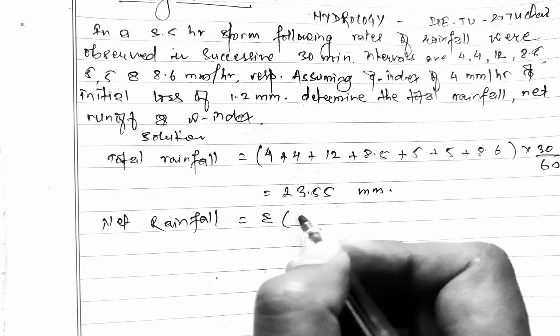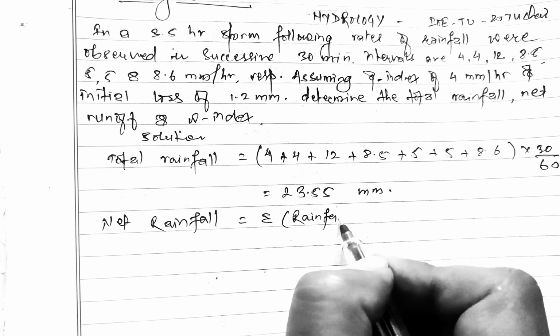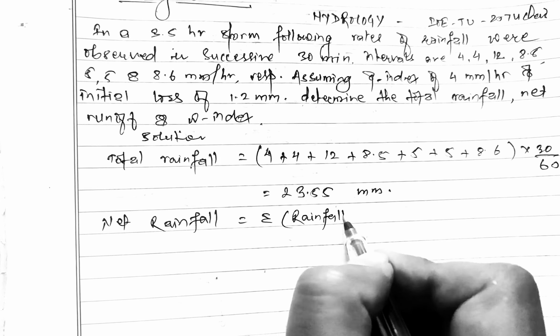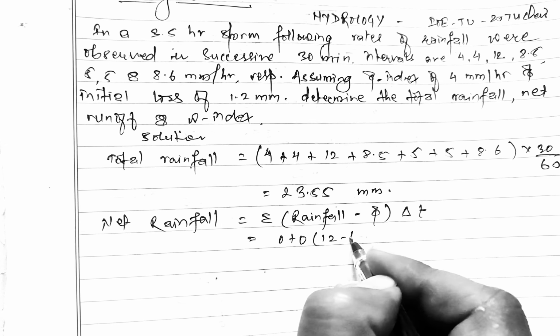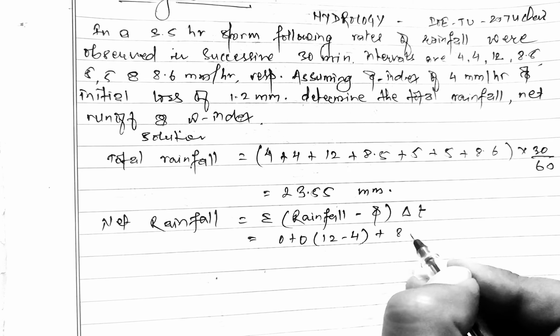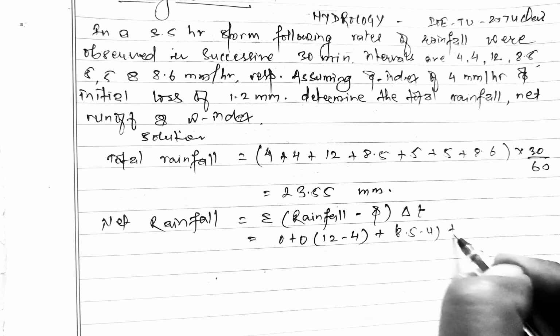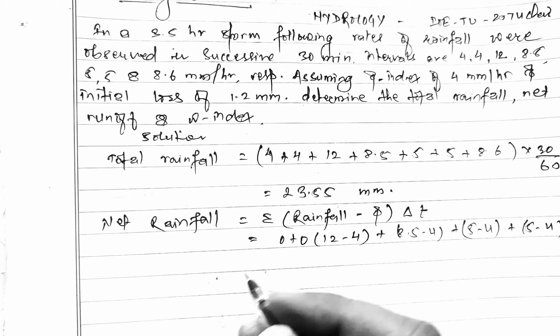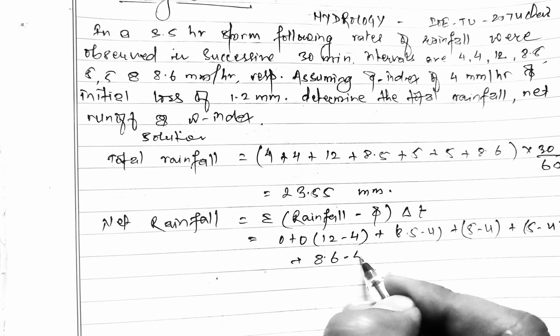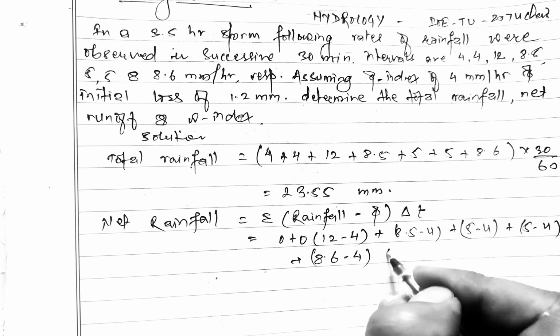Now net rainfall equals summation of rainfall minus phi times delta T, equals 0 plus 0 plus (12 minus 4) plus (8.5 minus 4) plus (5 minus 4) plus (5 minus 4) plus (8.6 minus 4), times 30 by 60, equals 9.55 mm, as each of the rainfall data is subtracted from the phi index.